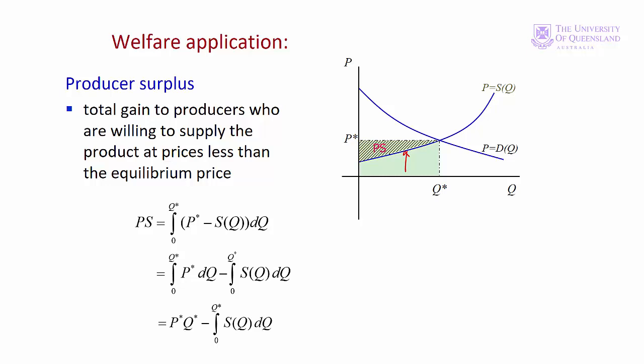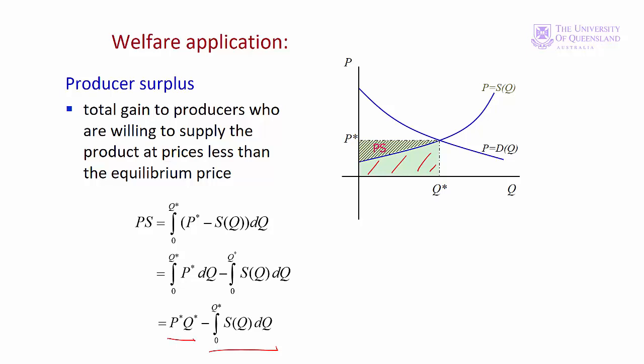We can find the shaded area by taking the green rectangle, P star times Q star, and this time subtracting the area under the supply curve, this area here. Once again, we have two ways of looking at the integral. We can integrate the function from 0 to q star of p star minus s(q) dq. Or we can think about it as the green rectangle, p star times q star, minus the area under the supply curve, the integral from 0 to q star of s(q) dq.